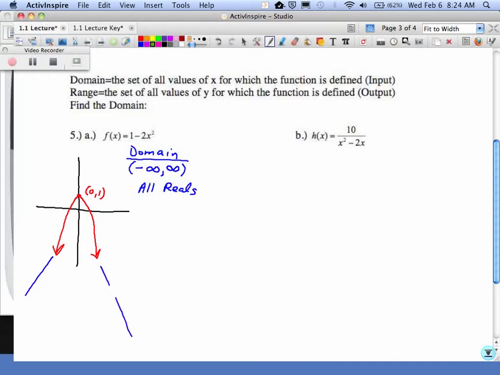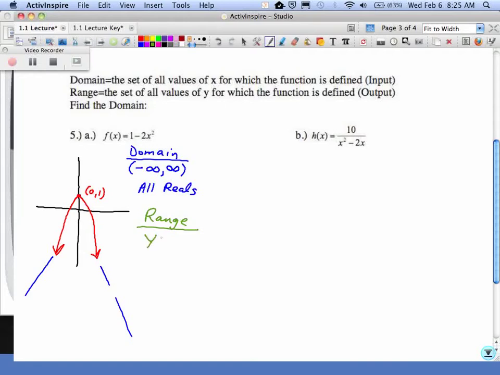How about the range? Now we're talking about the y values. What y values are represented by that graph? 1. Just 1? A y value of 5: do I have a y value of 5 on that graph? No. Negative 5? Positive 10? Negative 10? So what y values are being represented by that graph?